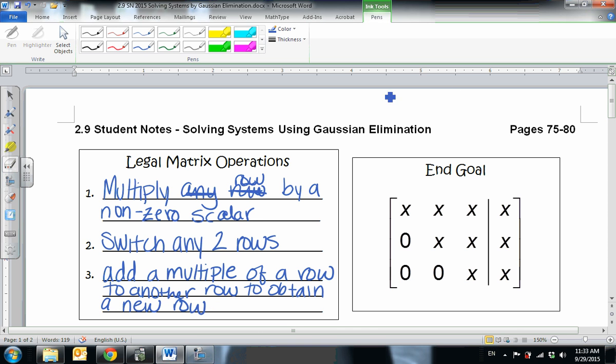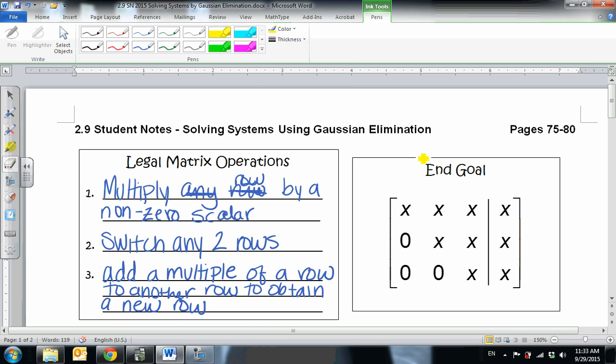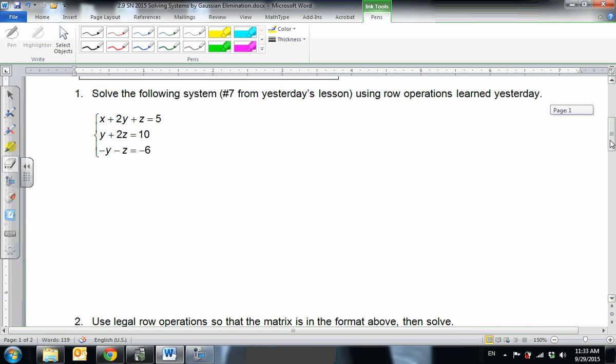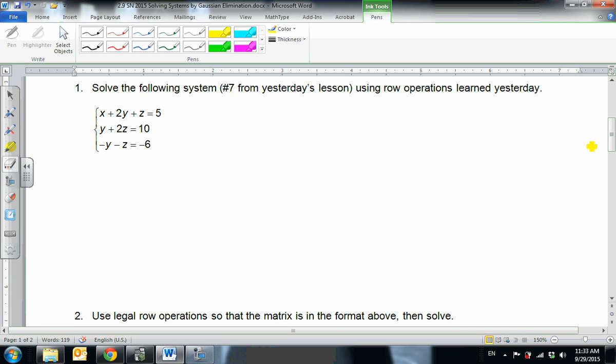The goal, okay, the goal is to get a matrix that looks like this, where it says end goal, because we want to be able to solve for one of our variables. So if we get all zeros down here, then we're able to say, okay, something about z is equal to a number, and I can solve for that one. Okay? So let's look at number 1. And this is actually number 7 from yesterday.